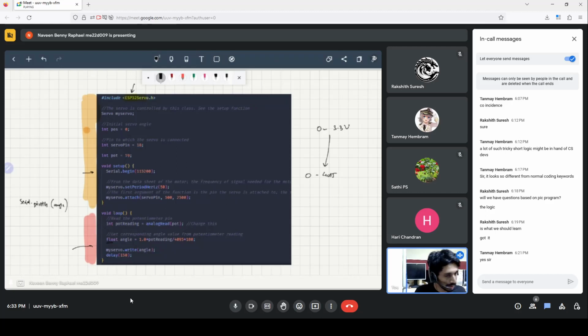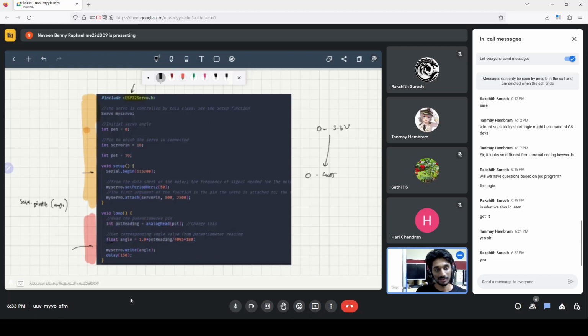And then I give it a small delay of 150 milliseconds so that it's not running continuously, and that might make the servo do bad things. So does this code make sense? Unfortunately, after the workshop, I had to return all the components, so I can't show it here. Is there any specific question about it?